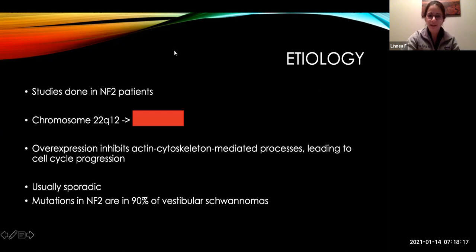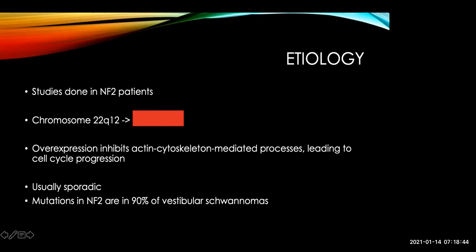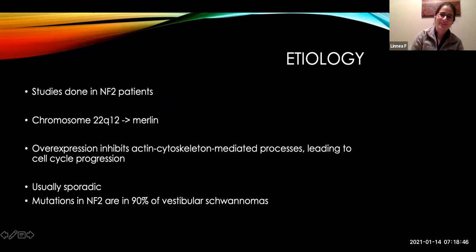Shifting over to etiology of these things. Studies done in neurofibromatosis patients have come up with the etiology of why these tumors happen, which I've already touched on a little bit. If we have chromosome 22q12, the chromosome that goes wonky in NF2, what protein does that code for? Merlin. Brilliant. That's a cool name, also known as schwannomin by other unimaginative people.